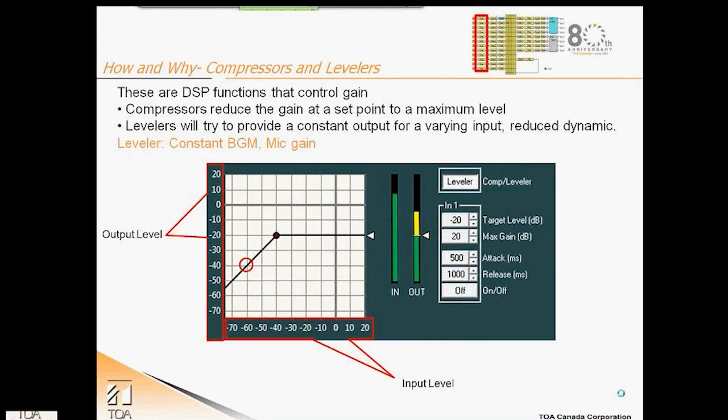Levelers will try to maintain a window of signal level determined by values set as the target, minus 20 dB in this case, and maximum gain, which is 20 dB, as illustrated here. As can be seen from the graph, up until the target level is reached, added gain is applied to signals that are lower than this set value of minus 20 dB. The red circle shows one data point. You can see that the input level, if minus 60 dB, will produce an output level of minus 40 dB.